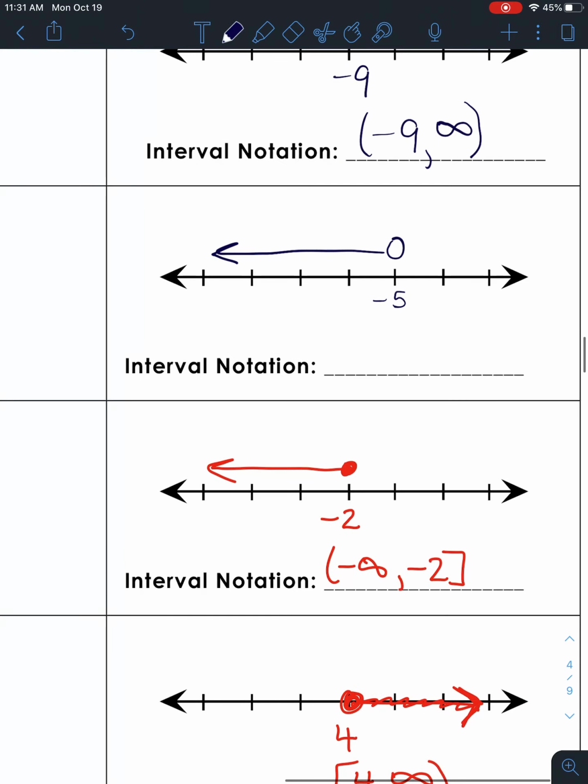All right, so let's do our interval notation. Going from left to right, it's going to continue this way forever. So going in that direction is negative infinity. So I'm going to start off with negative infinity. Again, we're using a parenthesis, and I'm going all the way to negative 5. Negative 5 here is an open circle, so it's going to also get a parenthesis.